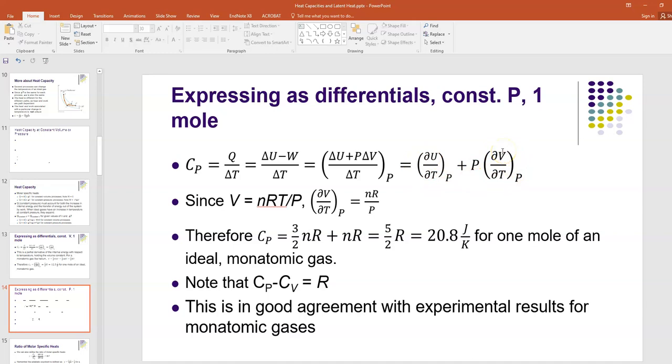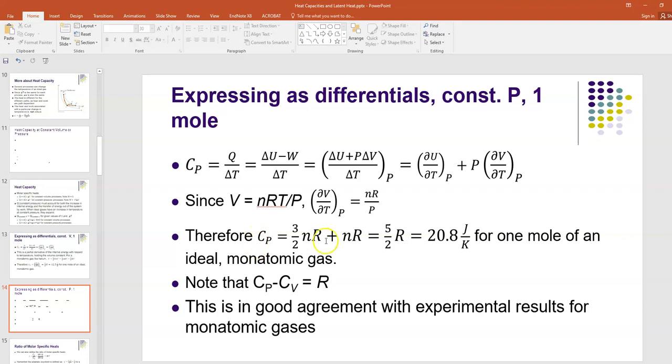Well, this is for ideal gases. And so if we use our ideal gas law, V is equal to nRT over P. Now, if we take the derivative of that expression with respect to T, holding P constant, then we end up with nR over P. Now, this is for 1 mole, so n goes to 1 here.